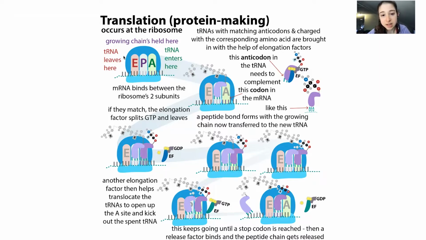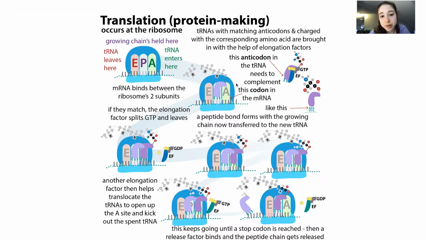So the basic idea is that this ribosome has a lot of parts, but it has these two main halves, and it has three sites in it where tRNA can be located: the E, the P, and the A. So it's going to enter in the A, so you can think A for arrival, and it's going to exit the E, so E for exit, and then the P is where the growing peptide is going to be held, so P for peptide.